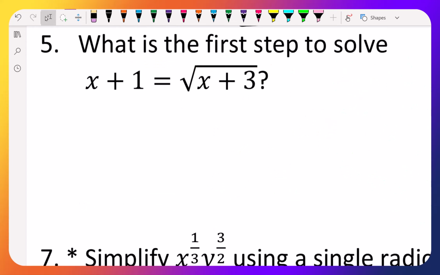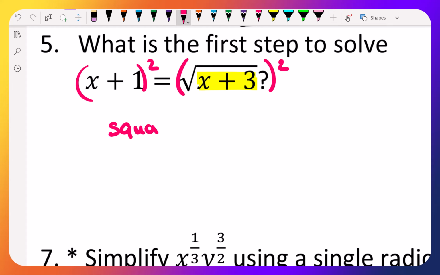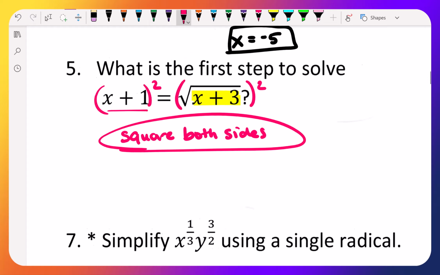Okay, so question number 5 just asks what the first step would be. So all I need to do is just verify that my square root is isolated, and it is. So the first step would be to square both sides. Now, if you were going to finish this question, you would have to square this. I would use the box to square it. And then you're probably going to have an extraneous solution, so make sure you check the answer. But this one just asked for the first step, so we're done.